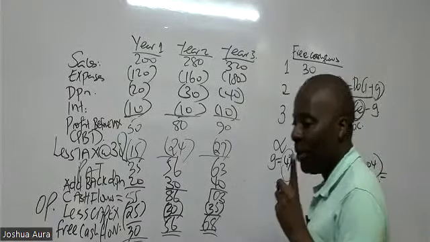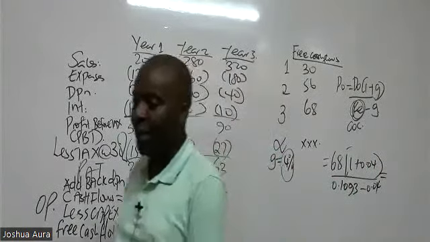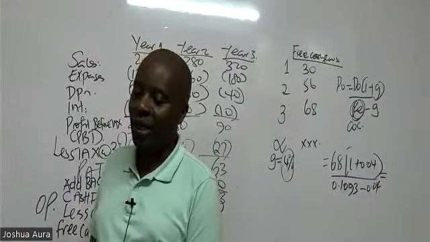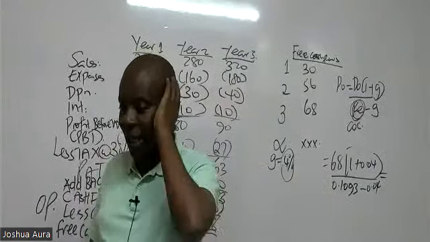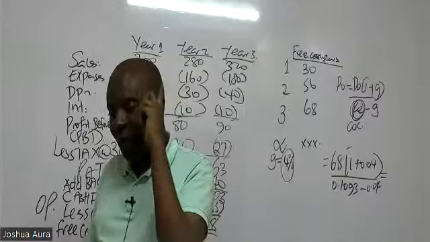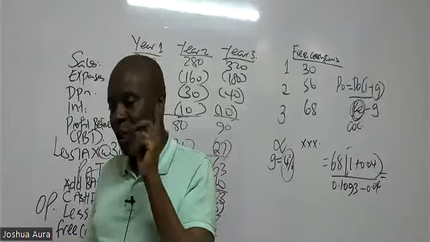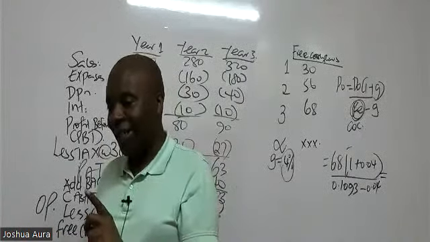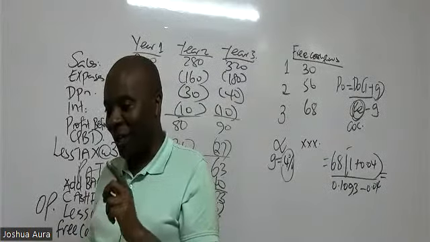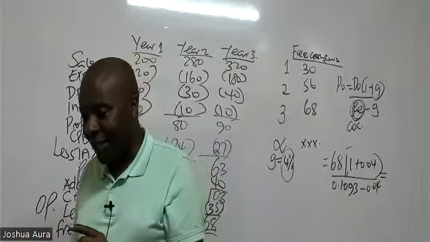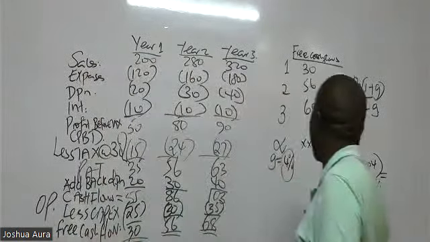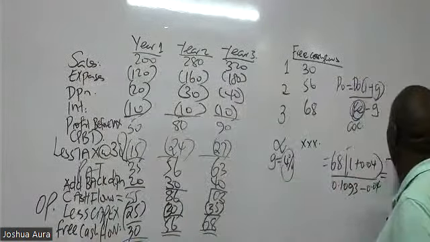First of all, give me the numerator. 68 times 1.04. Numerator, give me the numerator alone. 68 times 1.04. What figure are we getting? 70.72. How about the denominator now?